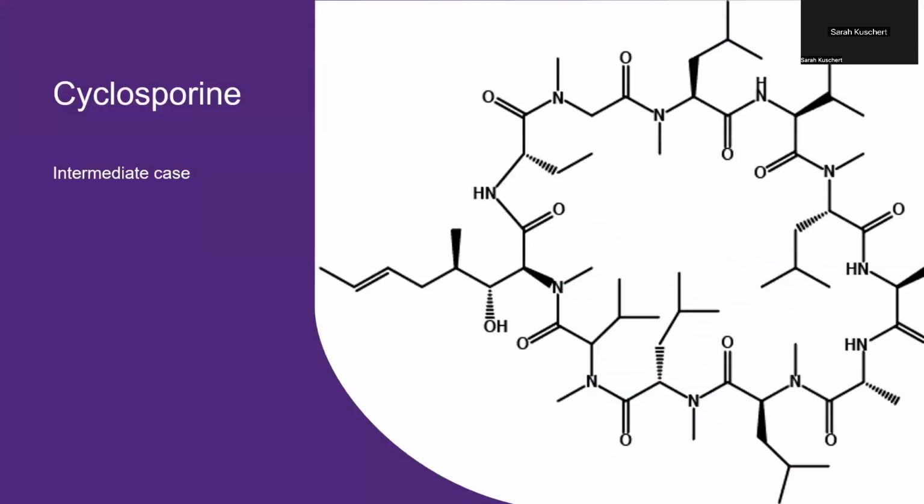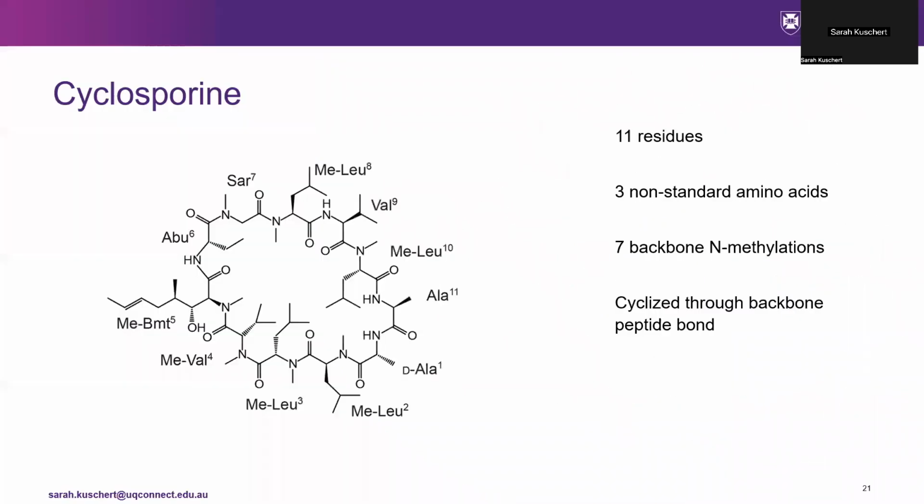We then moved into cyclosporine as an intermediate case. Cyclosporine has 11 residues, 3 of which are non-standard. It also contains 7 backbone N-methylations. Again, it is cyclized through a backbone peptide bond. So the issue with cyclosporine is those 3 non-standard amino acids. And as I said as well, Cyana was not currently able to build any backbone modifications on standard amino acids.